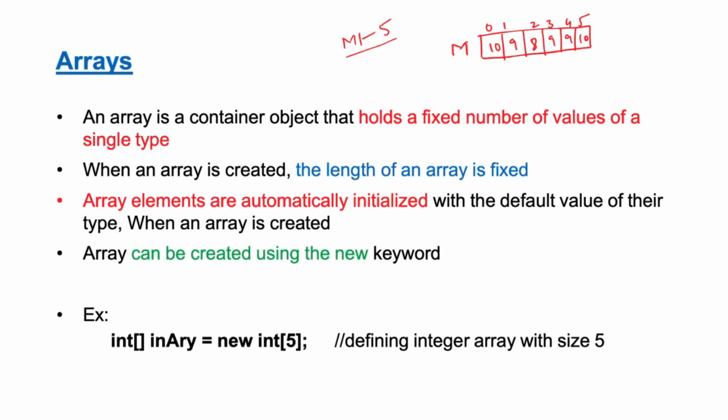So what is the definition here? The definition is that it's a container, right? This is a container that holds a fixed number of values, that is, whatever number you have defined here, 6. So 6 values are stored here, a fixed number of values of a single type, the same type, that is integer type.